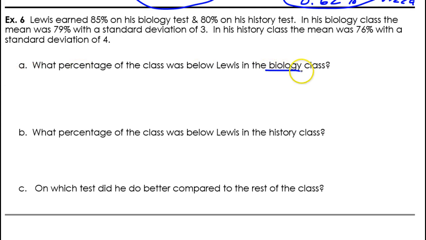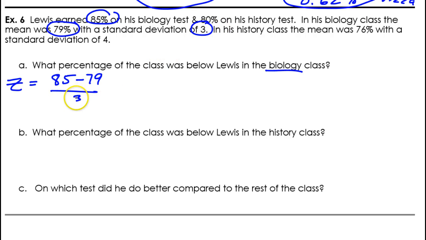Okay, so we're talking about biology class. We're going to do z-score. So biology class, he earned an 85. So here we go, 85. See, biology class, the mean was 79. Standard deviation 3. Okay, what's that z-score? 2.